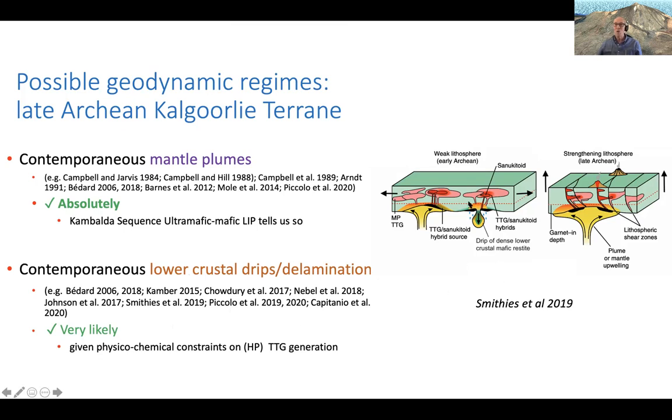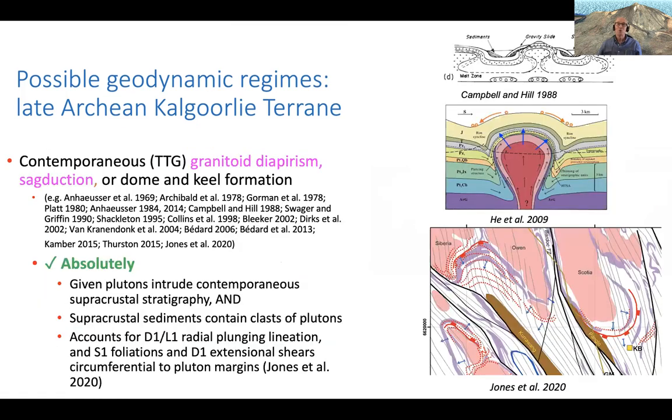The low and medium pressure TTGs can be accounted for by partial melting of the lower to middle mafic crust, but the high pressure TTGs require the delamination and detachment of slabs of the lowermost crust and the sinking or dripping of those into the uppermost mantle, where they partially melted and produced buoyant felsic high pressure TTG plutons.